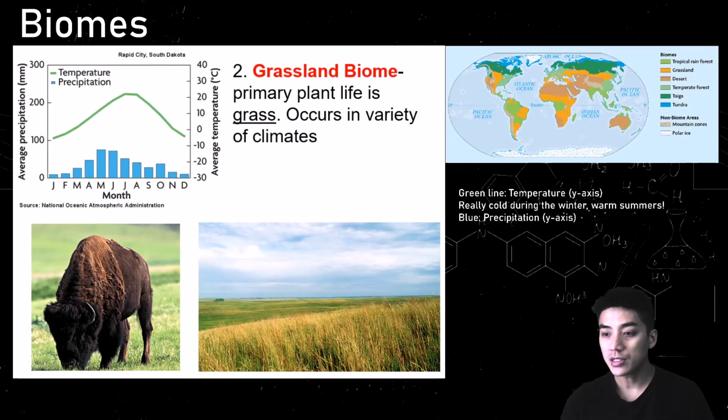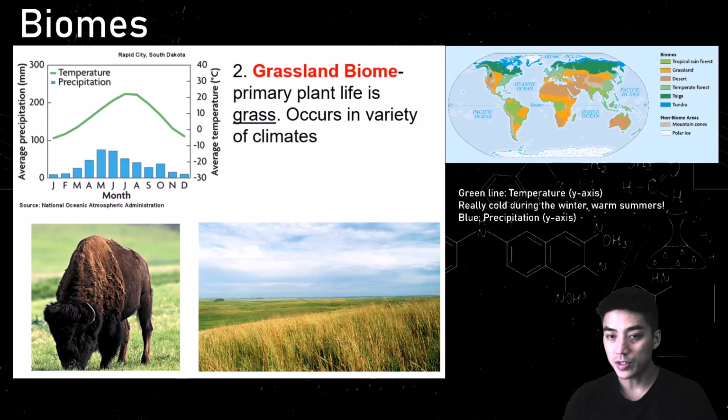Next up, we have the Grassland Biome, and you can see in the map that's above me, anything that is colored orange means that it's a grassland, and all you see is grass. And you can see in the climatogram, the temperature will rise. It gets warmer during the summer months, and the temperatures are extremely cold during the winter.